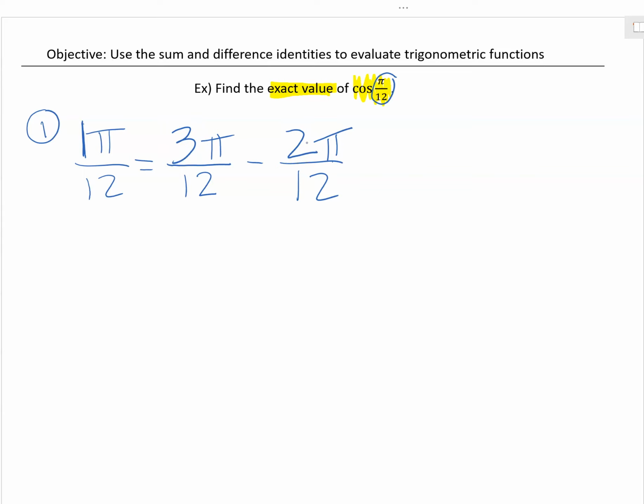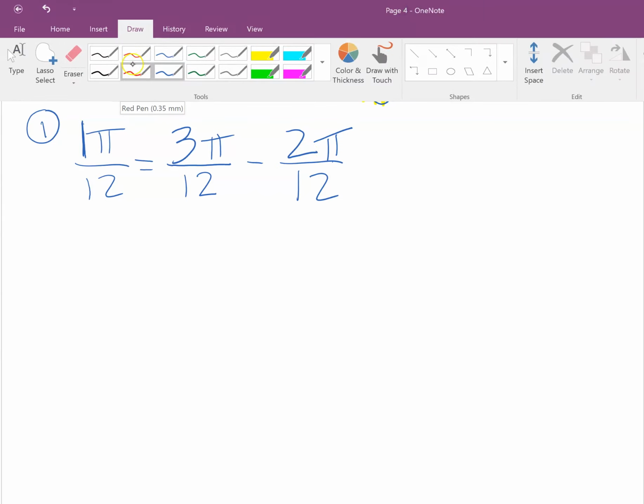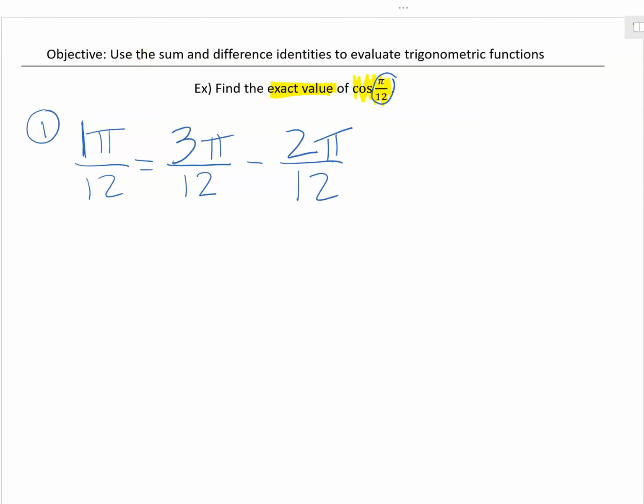Now, not any numbers will necessarily work. So there's something else that has to happen here, which we're going to talk about in a moment. But 3/12 minus 2/12 would be 1/12. And then I've got my pi in there too. And so that works. What also has to be true, though, is that these angles either have to be equal to unit circle angles or reduce to angles that we know are part of our unit circle.